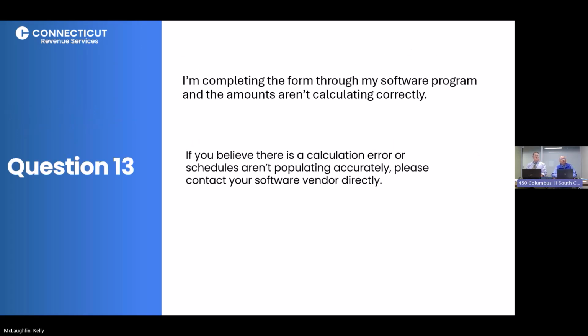All right, here's the last one for you, Jim. Question number 13. Lucky 13. How about that, huh? All right, 13 questions. Here it is, the final one. I'm completing the form through my software program and the amounts aren't calculating correctly. What say you? If that instance comes up with you and you believe that there is a calculation error or your schedules aren't populating accurately, you should please contact your software vendor directly. All right, that was good. Quick one, in and out.